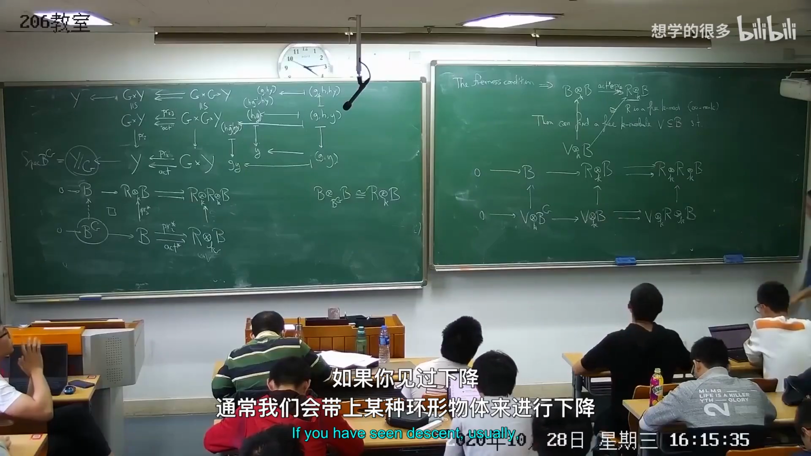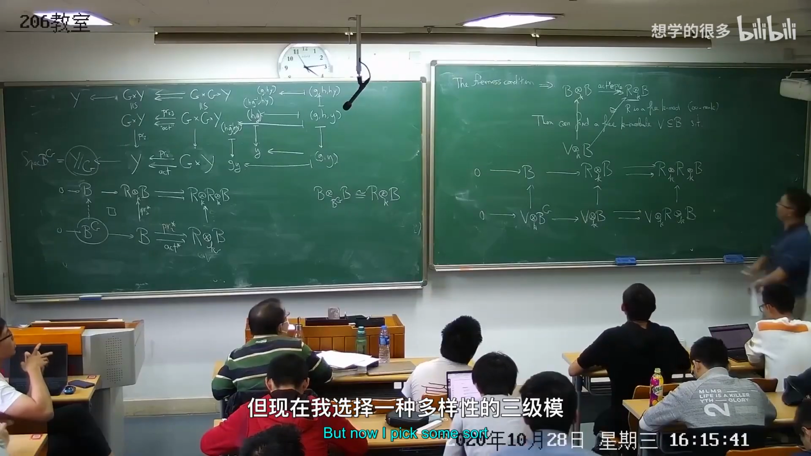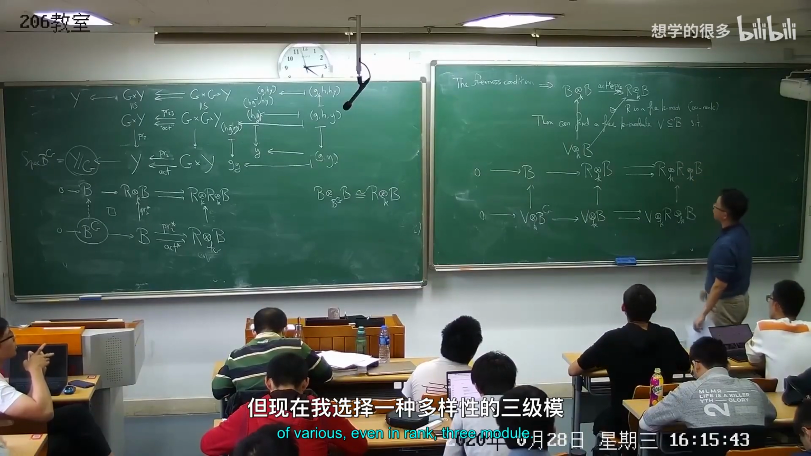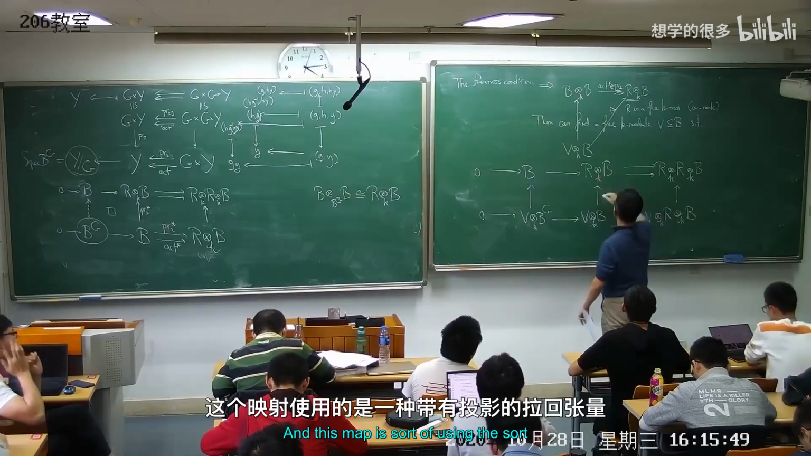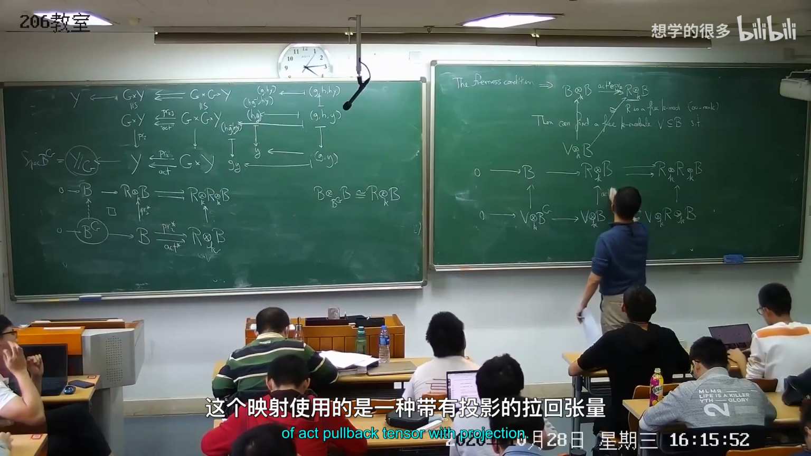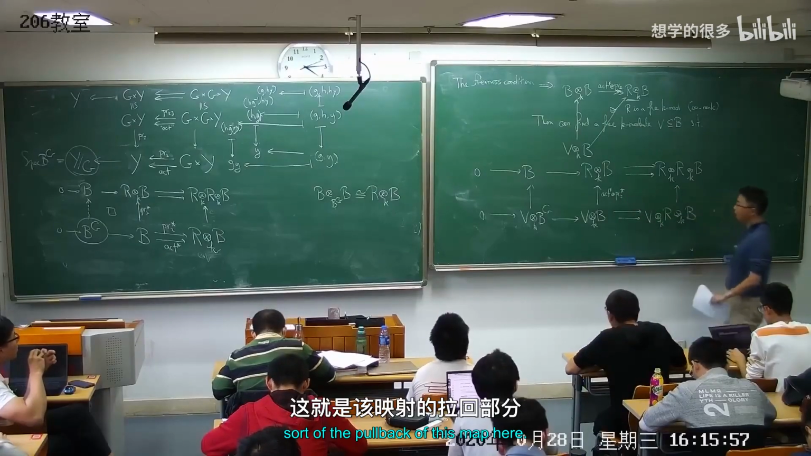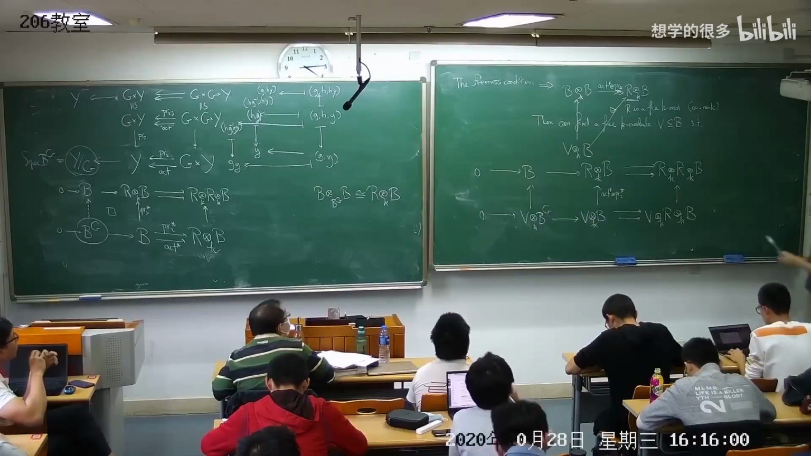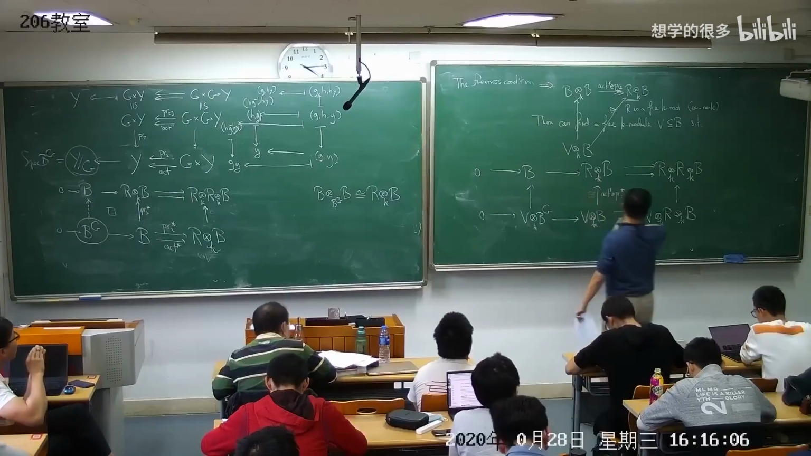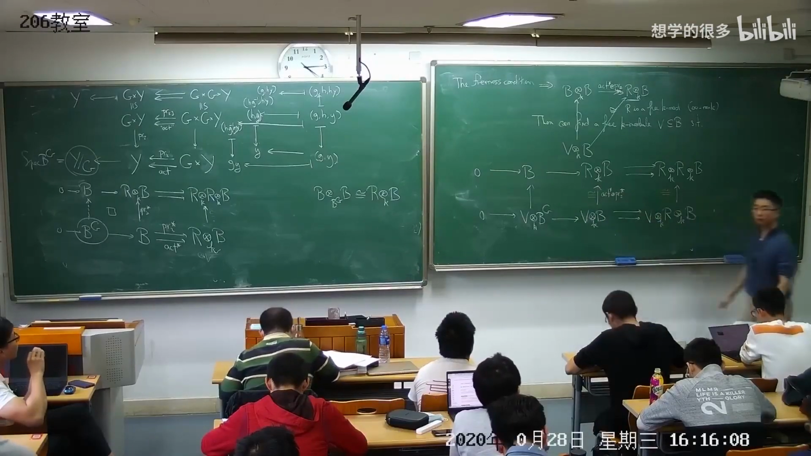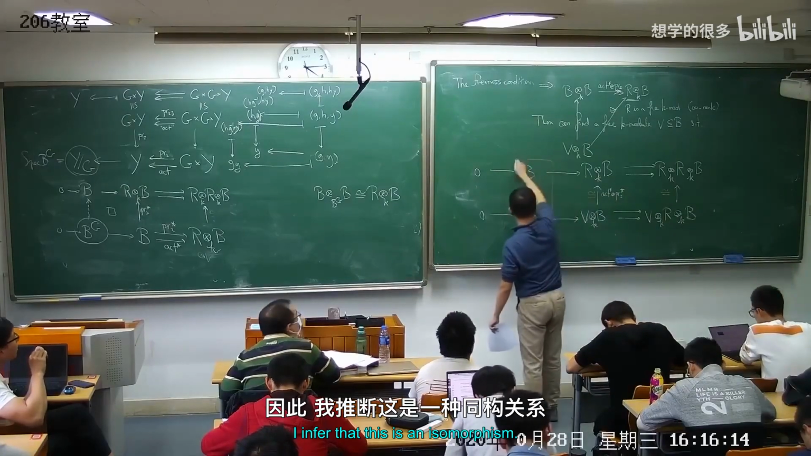So the upshot is that, if you've seen descent, usually we take some sort of ring to do the descent. But now I pick some very sort of infinite rank free module, and I do this. I can do this V here, and this map uses the action pullback tensor with projection, and this is the pullback of this map here. And because this composition is an isomorphism, you can check that this is an isomorphism. And also this is an isomorphism. And therefore, I infer that this is an isomorphism.